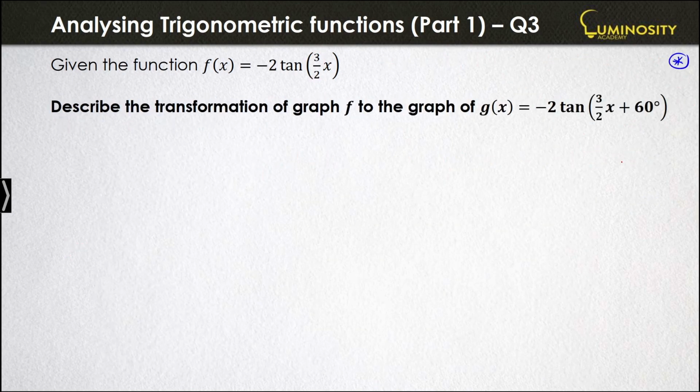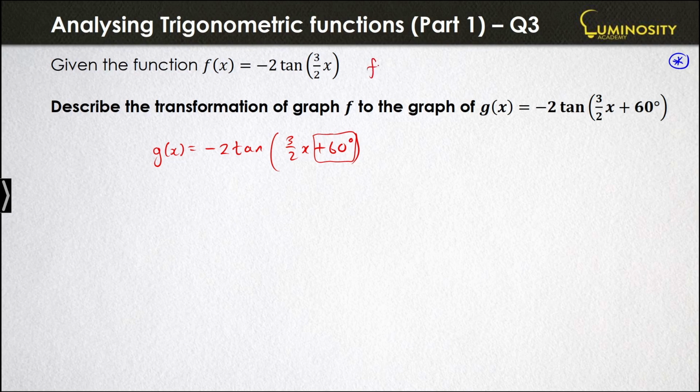And lastly, describe the transformation of the graph f to the graph of g. So g of x is given as negative 2 tan of 3 over 2 x plus 60 degrees. Now, immediately your first thought might be, well, I see a plus 60 degrees there, so obviously it must be a horizontal shift of 60 degrees to the left because of the plus 60. That's where you've got to be so careful, okay, because it's actually not.